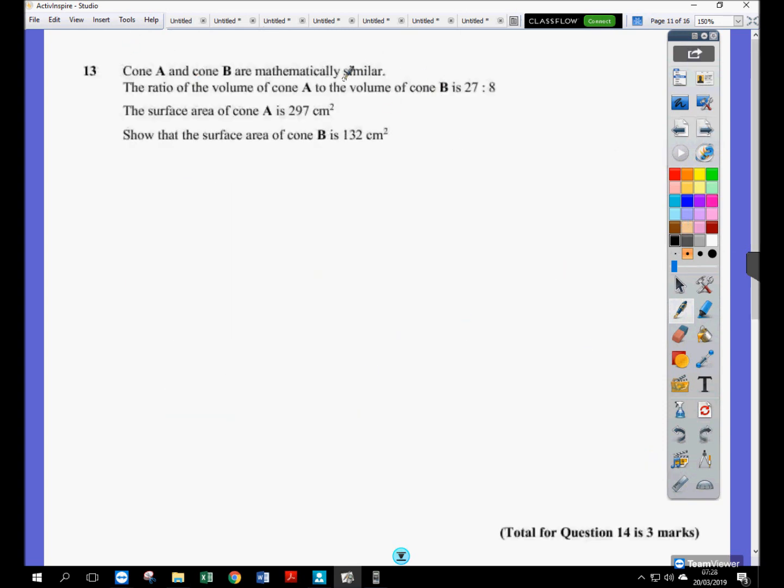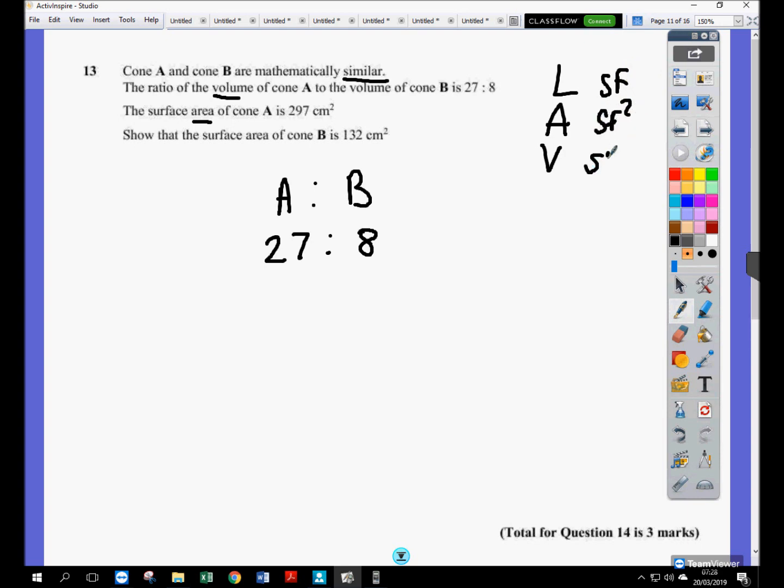The next question, when you see this word, similar, and you see volumes and areas, you're thinking of scale factor squared, scale factor cubed. Now it talks about volume here, so let's write this down. We have A to B, and it's in the ratio 27 to 8. Now, if we just write down a little note inside here, we have length, area, volume, scale factor squared, scale factor cubed. Volume is associated with scale factor cubed, but the question involves scale factor squared, because it's to do with area. So we really want to get to this one.